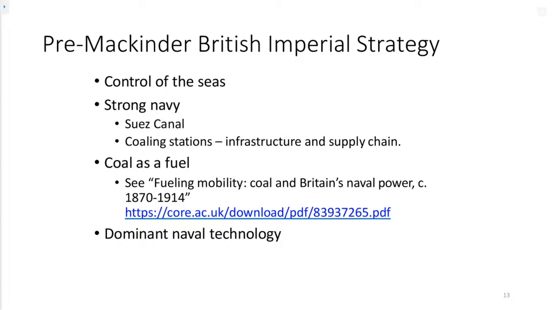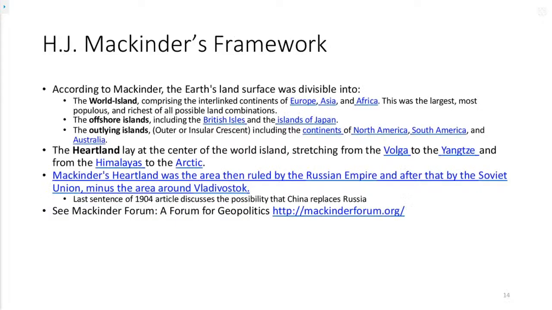There's an interesting article that I have here that I think is worth reading for people who really are into this sort of thing. But it was also built around a dominant naval technology. So the Imperial strategy was focused on the sea, and Mackinder comes along and says, "Hey, the land surface is really where the action is." It's this world island of the interconnected continents of Europe, Asia, and Africa, and the development of railroads as the technology of the land island that's really critical.